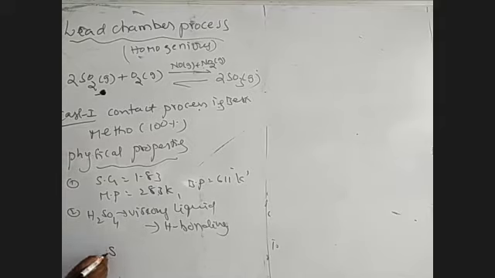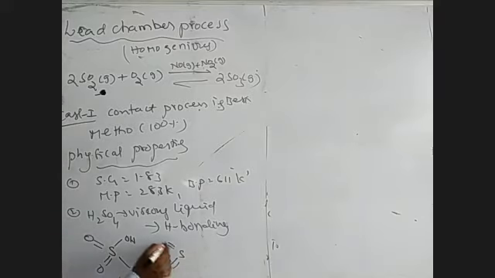Here the hydrogen bonding is like this. This is the OH, double bond O and double bond O. This is another molecule, with double bond O, OH. Here there is a hydrogen bond present between hydrogen and oxygen. So due to the presence of hydrogen bonding, H2SO4 appears like a viscous liquid only.